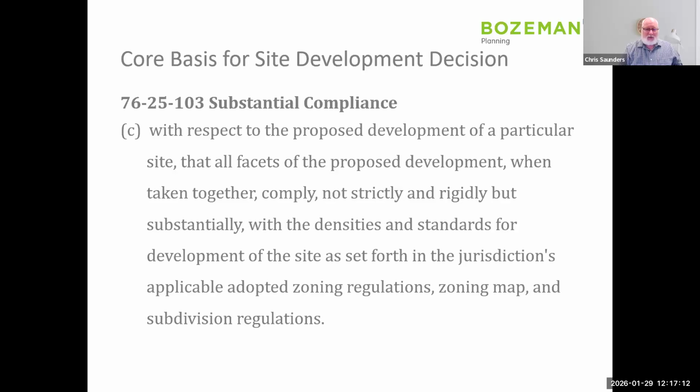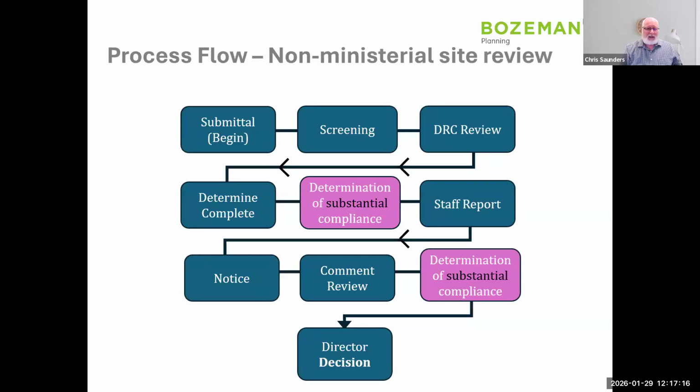So looking at the flow for a site review, whether that's a subdivision or zoning project, this would be for something like a preliminary plat. It follows this kind of general stage. So application comes in, it's screened, we make sure it has the basic information. It bounces to the Development Review Committee, DRC.